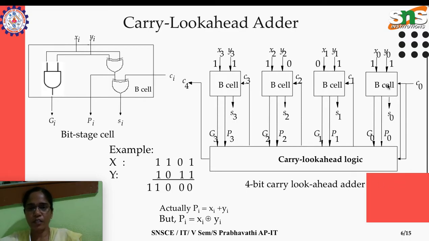Here we are taking the 4-bit carry look ahead adder. Each and every B cell indicated here is nothing but one complete full adder. It takes a carry in and two inputs, x naught and y naught, and it produces the output s naught, and it also produces the generate function and propagate function. The result will be given to this carry look ahead logic. This logic will compute in parallel all the carries for each and every stage of the full adder. All the inputs are given in parallel.